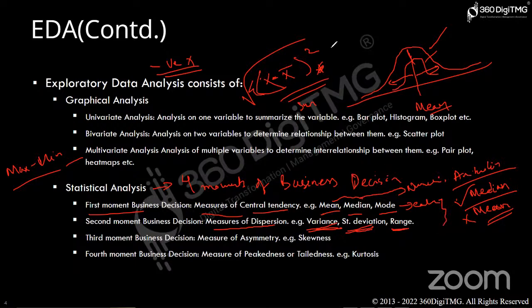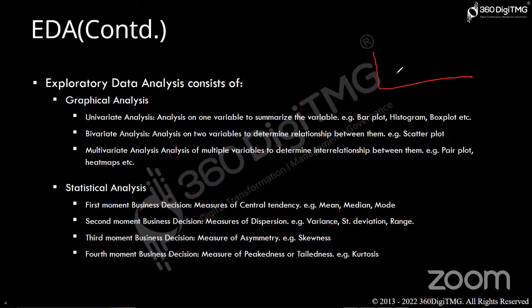What if the data is itself not normal? Data is not normal means we are getting something like this. We may be getting something like this. Normal data will be like this, but we are getting something like this. So our data distribution is not normal.